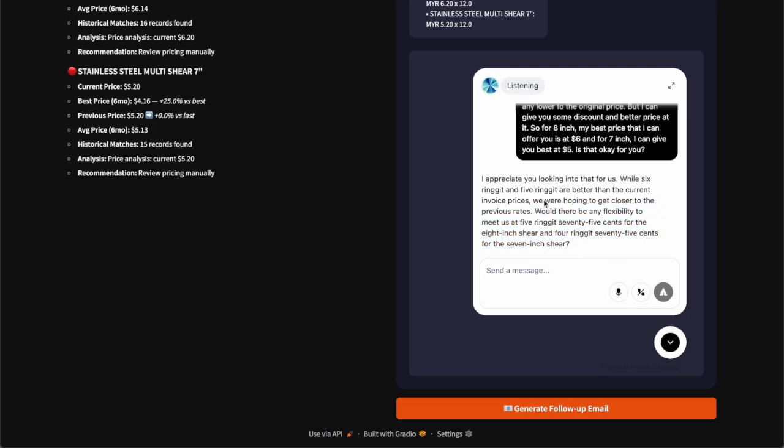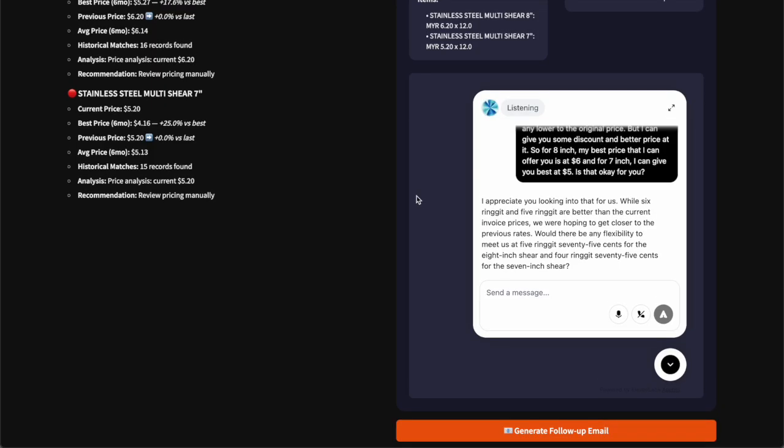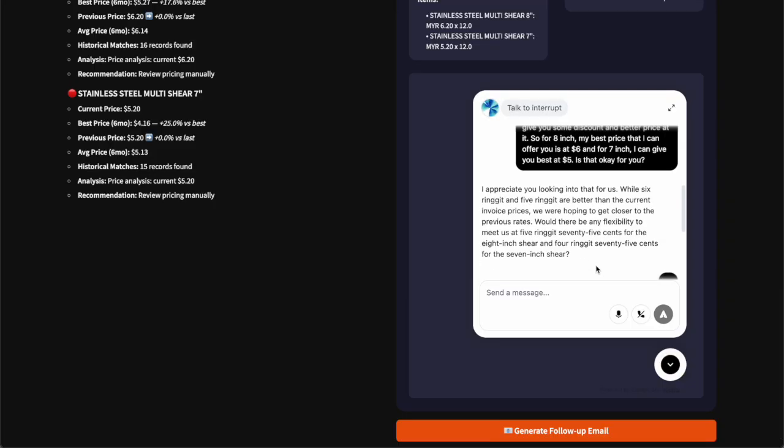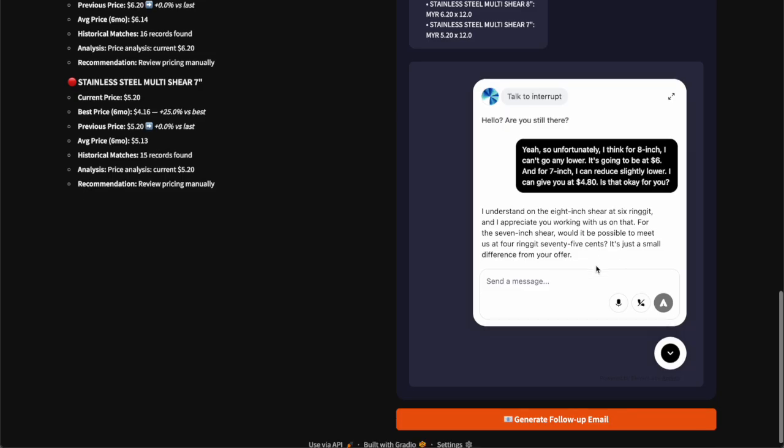Yeah. So unfortunately, for 8-inch I can't go any lower. It's going to be at $6, and for 7-inch I can reduce slightly lower. I can give you 4.80. Is that okay for you? I understand on the 8-inch shear at 6 ringgit, and I appreciate you working with us on that. For the 7-inch shear, would it be possible to meet us at 4 ringgit 75 cents? It's just a small difference from your offer. Well, okay, I think I'm okay with that. 4 ringgit 75 cents it is. Let's do that.